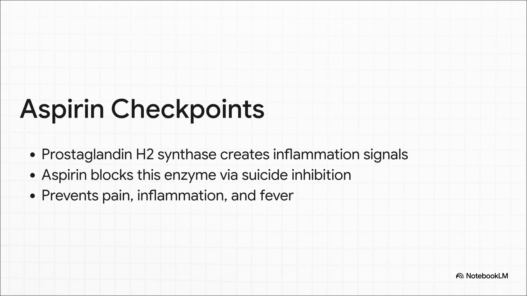Let's talk about aspirin for a second. In the endoplasmic reticulum, there's a peripheral protein called prostaglandin H2 synthase. Its job is to take a molecule called arachidonic acid and convert it into prostaglandins, which are the very signals that cause inflammation, fever, and pain. Well, aspirin works by physically blocking the opening of this specific enzyme through a process called suicide inhibition. By totally shutting down that peripheral checkpoint, aspirin stops the pain signal right at its source.